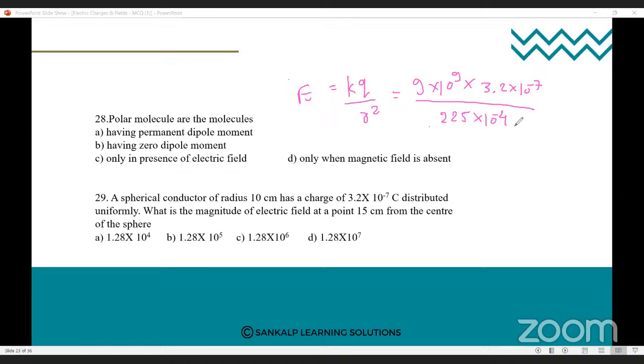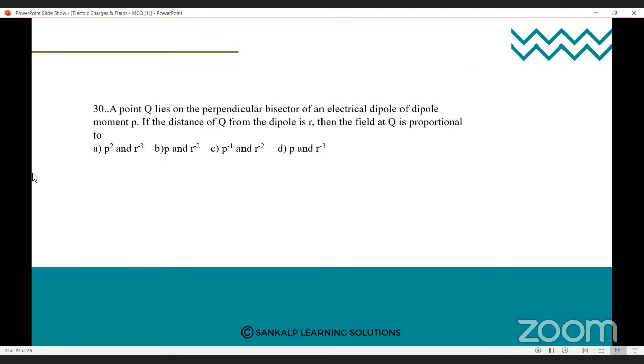Yes, you will get option B, C, students. 1.28 into 10 raised to 5. So if you miss the decimal, your answer will be wrong. Okay. Because you can see all are the same, just the powers are changed.